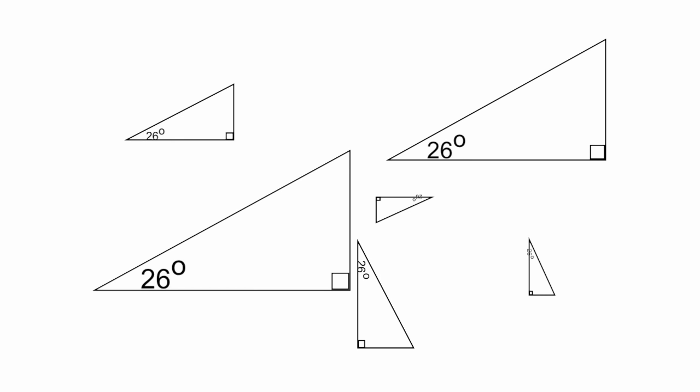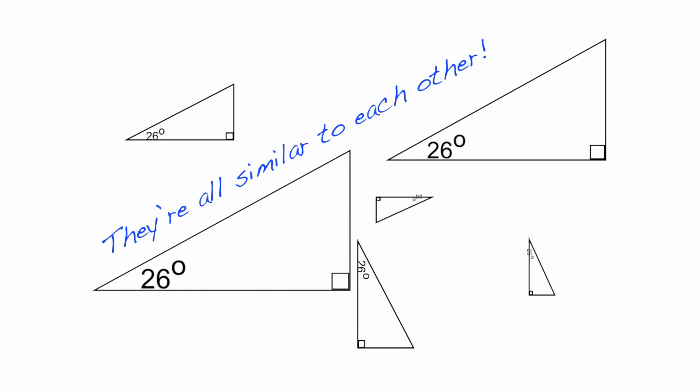So why does this work? The reason trigonometry works out is each right triangle with a 26 degree angle, well, they're all similar to each other. And so the ratios of the sides are always going to be the same. Opposite divided by hypotenuse will be equal in small triangles, big triangles, so long as they have a 90 degree angle and a 26 degree angle.